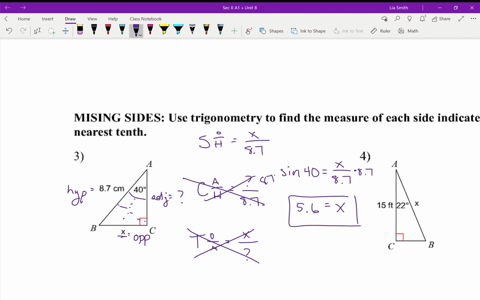Now be sure to double check that your calculator is in degrees. If it's in radians, your answer is going to be wrong. So make sure that you're checking that.